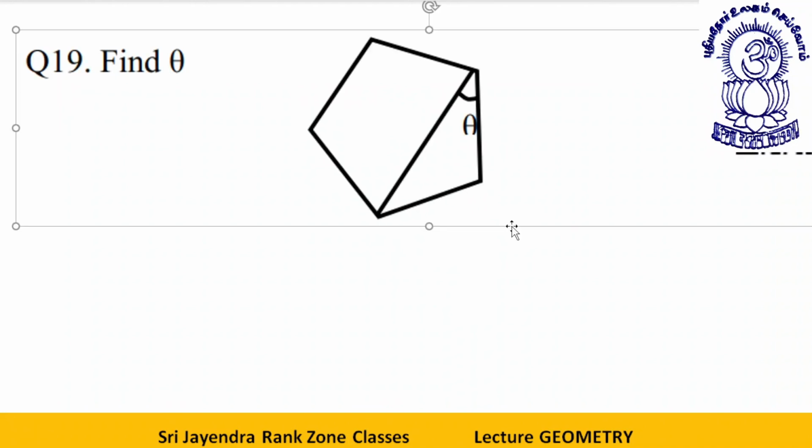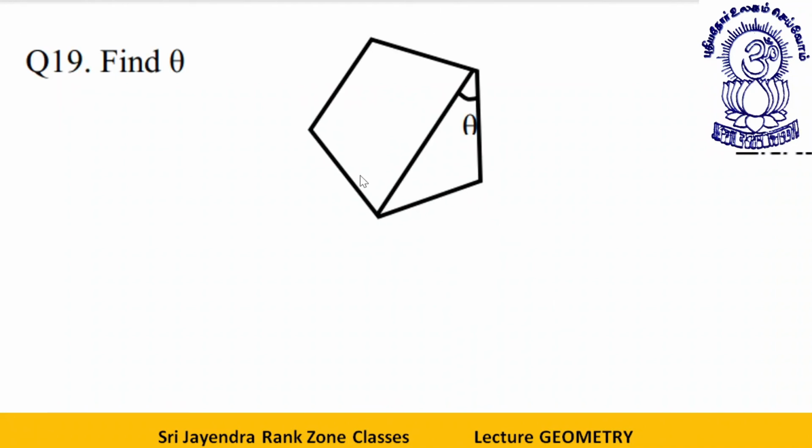See, you have to find this angle theta. This angle theta is being made by this chord. This chord makes this angle theta. What will happen? What will be this angle? Dear students, this will be 360 divided by 5. Why? Because there are 5 vertices.